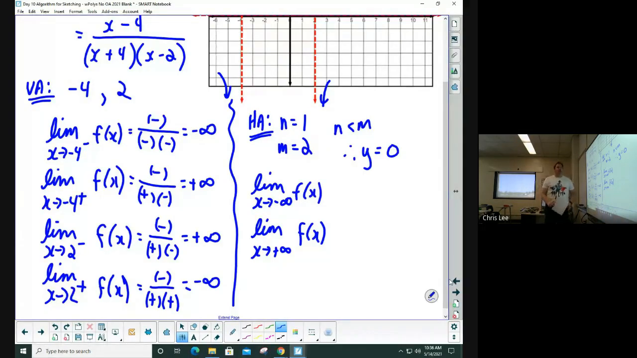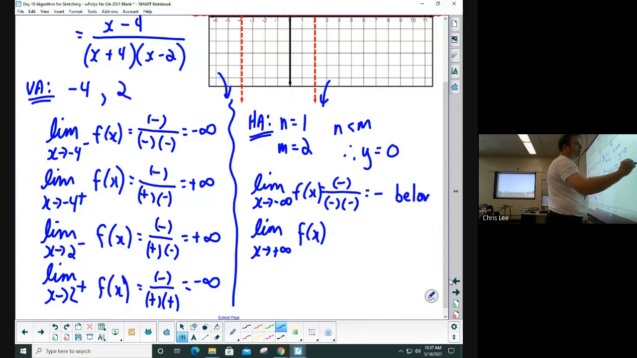So here you're going to plug in a number like -1 million into the factored form of this. So when you subtract 4, you're going to get that. -1 million plus 4, the plus 4 is insignificant. It's still going to be negative. And obviously -2 is that. So we'll end up with a negative divided by a positive, which is going to be minus, which is telling me it's below.